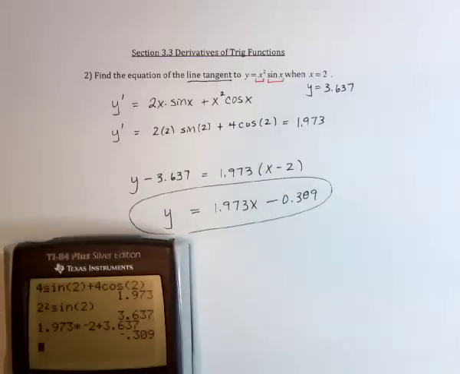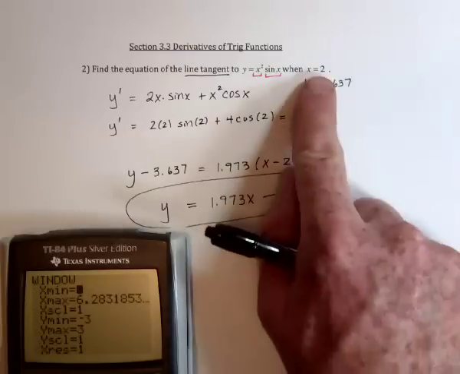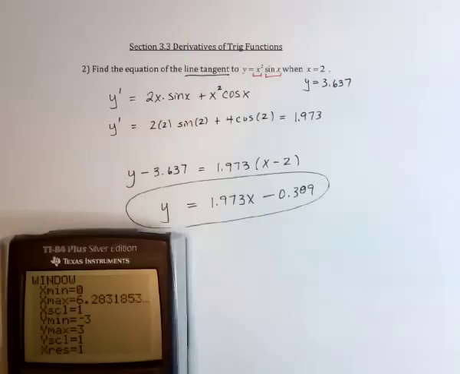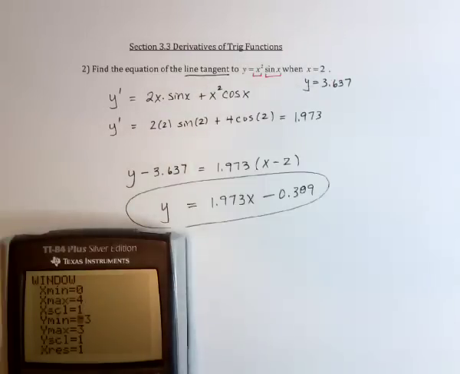And then one way to check the answer is to graph the original function, x squared sine of x. For the window, it goes out to x equals 2, so maybe from 0 to 4 would be good for the window. The y value is at 3.6, so probably 0 to 5 should be good enough.